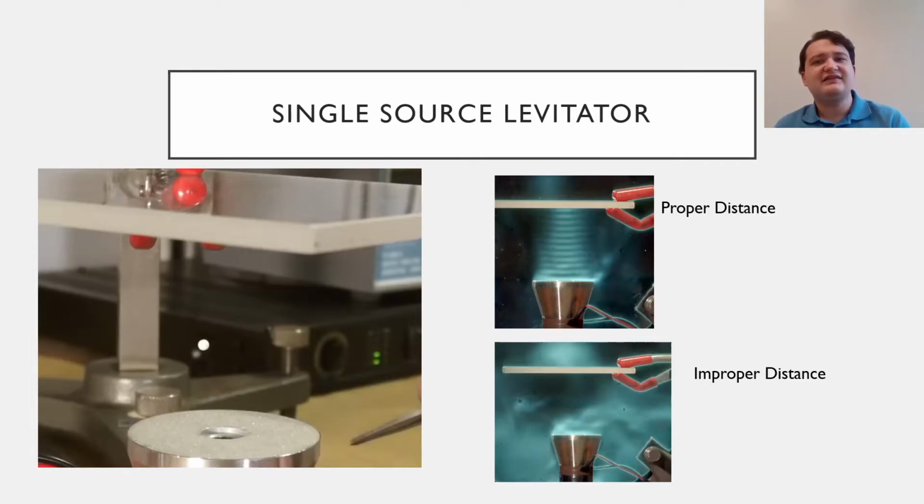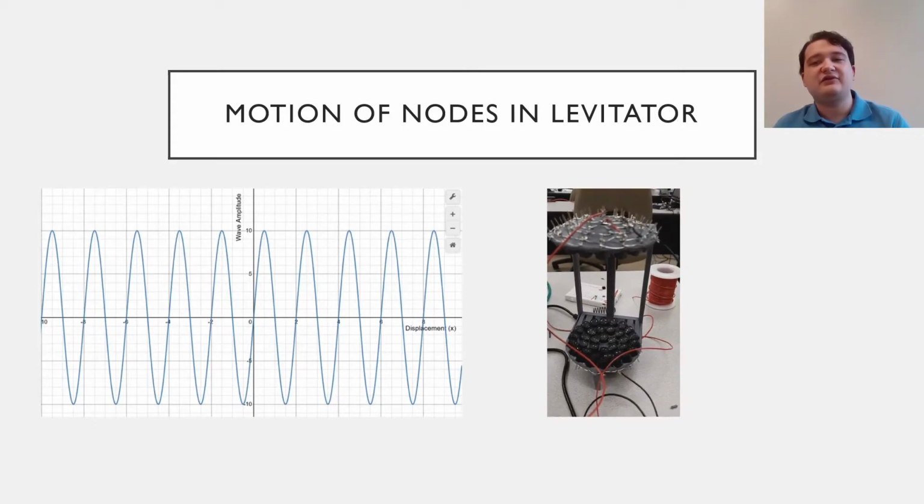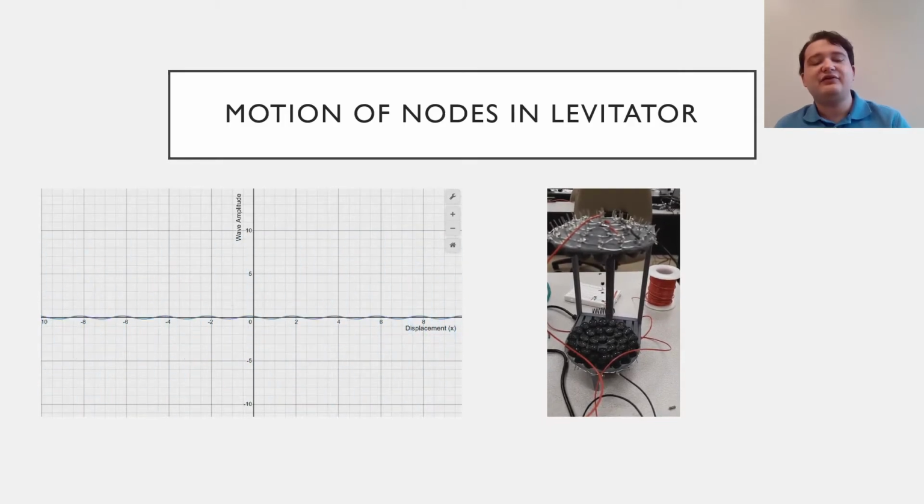But with two sources, this is no longer an issue, because the timing and output of both can be controlled. In fact, by making the waves out of phase with each other, that is, so they don't perfectly match up, we can cause the nodes in the standing wave to move up or down, and carry levitating objects with them.